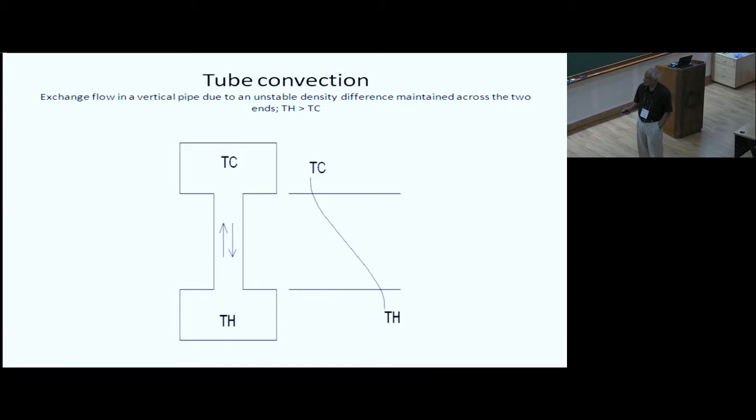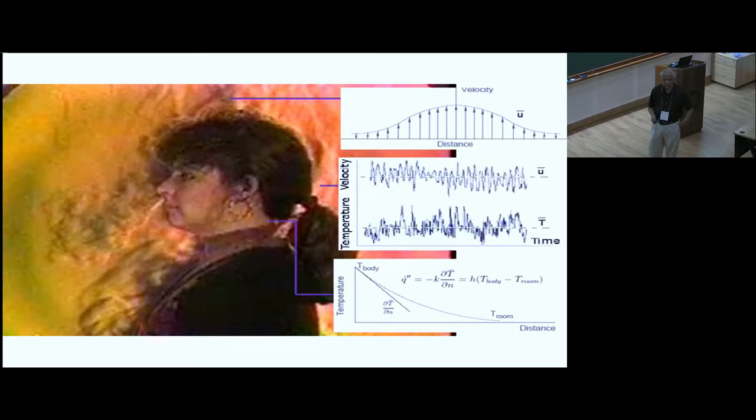This is what I call tube convection, which is less well known. You have two tanks separated by a long tube. Here you maintain a higher density, and here a lower density, so it's unstably stratified. It's an exchange flow, and if the Rayleigh number is high enough, you get turbulent convection in this region. Since the tube is tall enough, you get axially homogeneous convection there. So it's very easy to create turbulent convection.